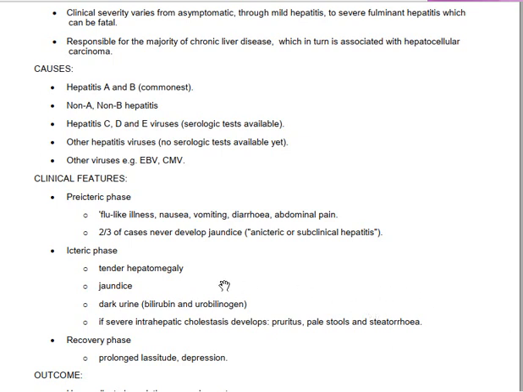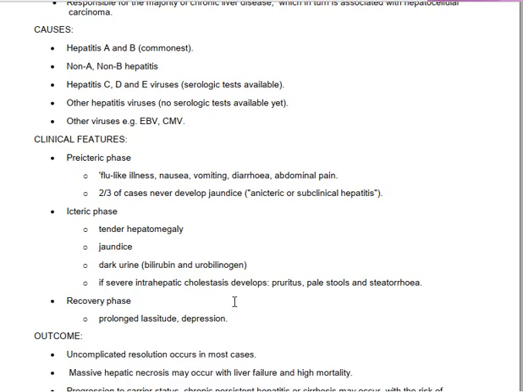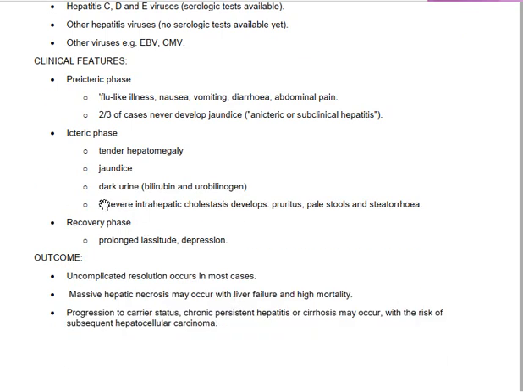Is it clear? And now that dark urine can come from a high level of conjugated bilirubin, but not too much urobilinogen. Now in the recovery phase, you have prolonged lassitude and depression. Now what's the outcome? In uncomplicated cases, the resolution can occur most of the time by itself, so the patient does not need any medication.